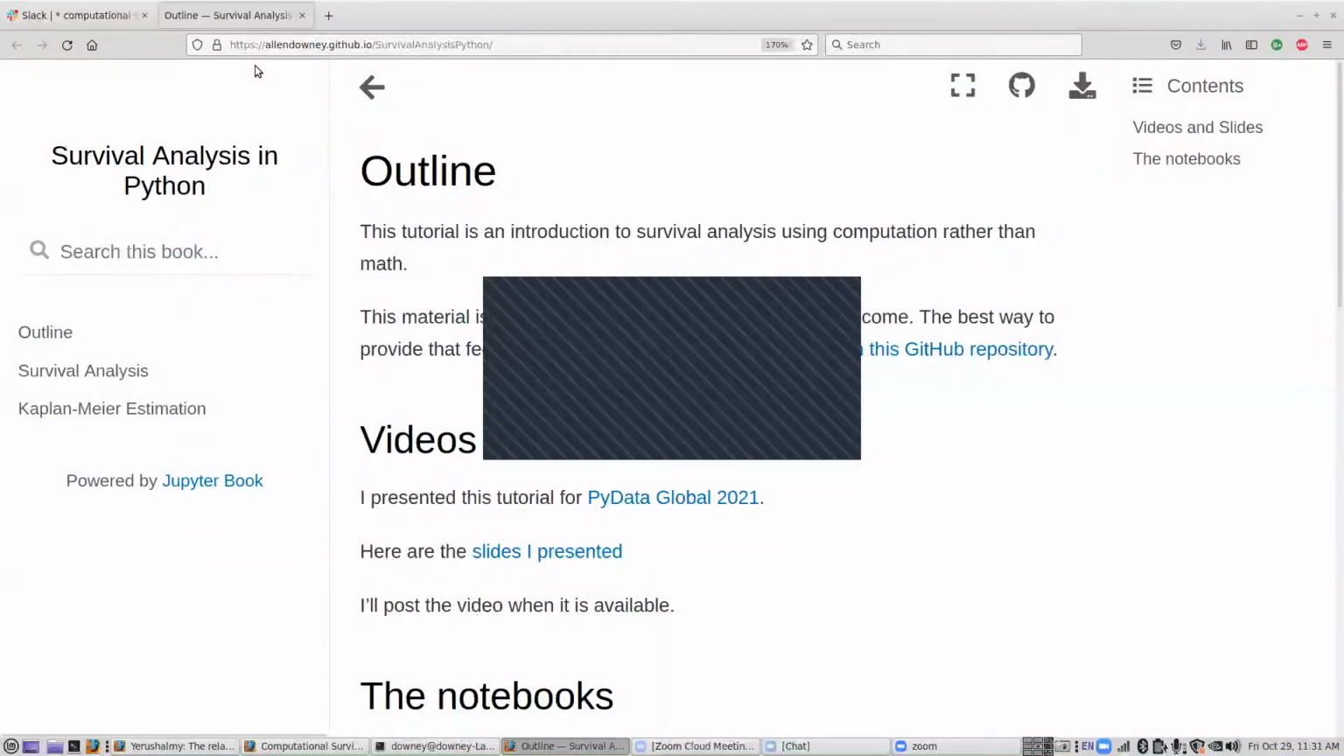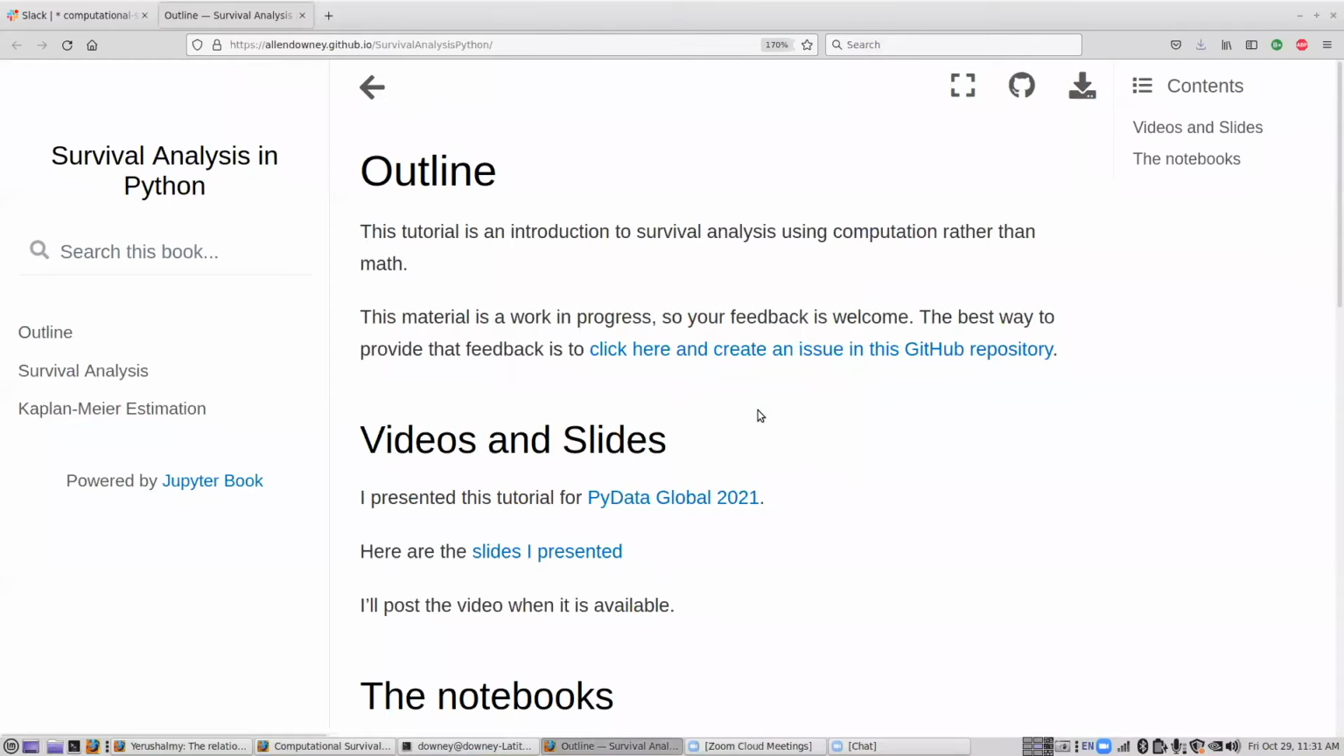I teach classes related to software and statistics. And one of the topics I teach is survival analysis. So let's get into that.